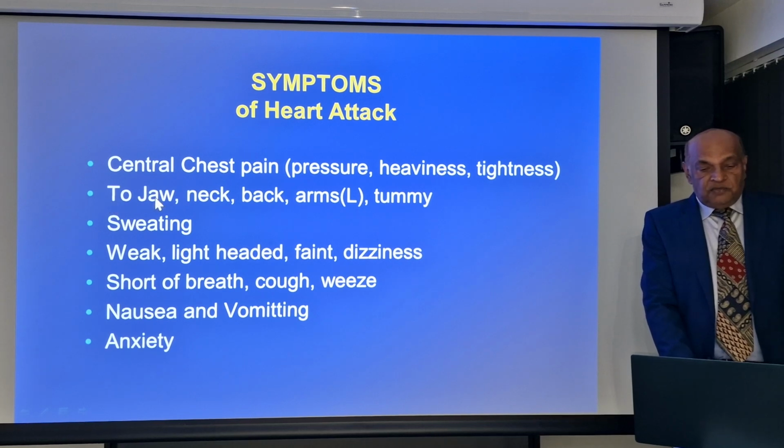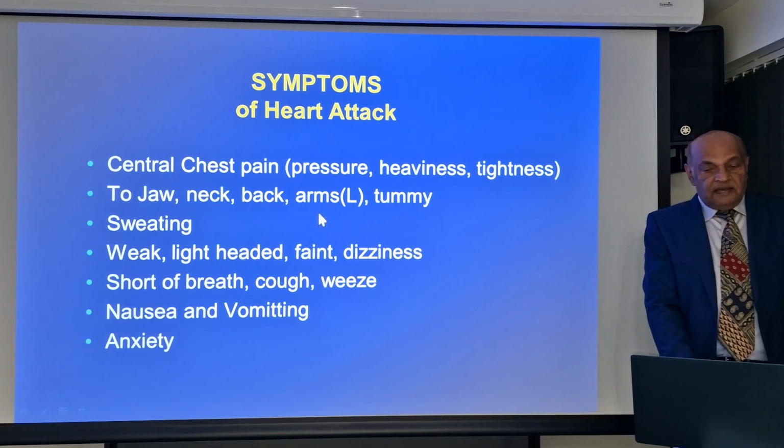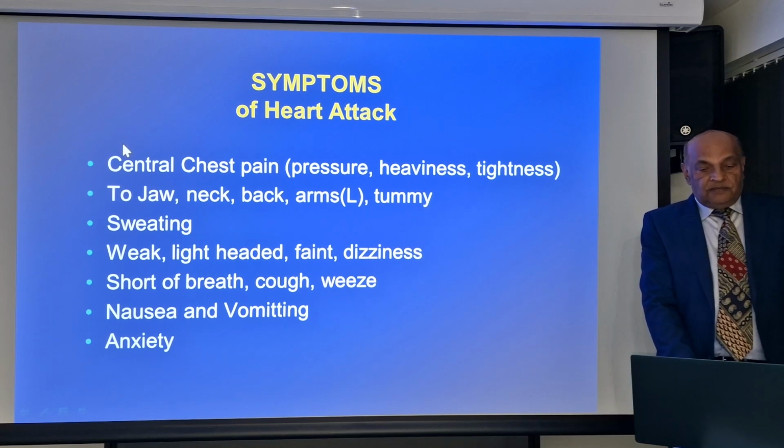The pain can move up to the jaw, or to the neck, or to the back, or to the arms, and usually it's the left arm, and sometimes the discomfort can be in the upper tummy. So in summary, characteristically, if you get central chest pain going down to the left arm, that is very likely due to a heart attack.